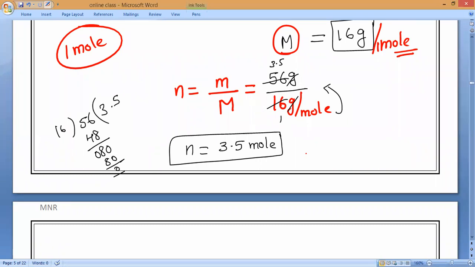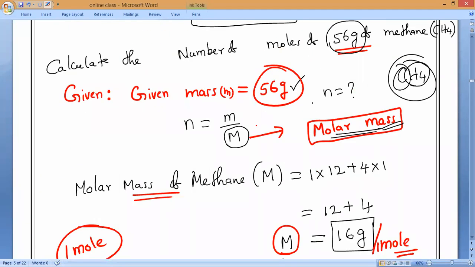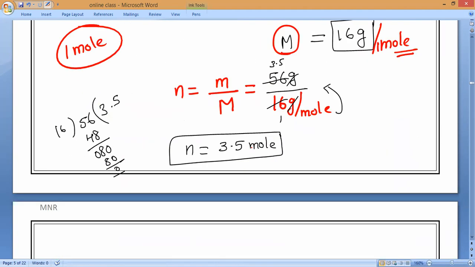Yes or no? I will even teach you more numericals on this, no need to worry. So this is the first thing, the first formula. When do we have to use this formula? When they are giving the mass and asking us to find the moles. So what is our primary duty? Whenever you see the given mass, please remember, you must find the molar mass. That is what you have to remember. So this is for calculation of the number of moles.